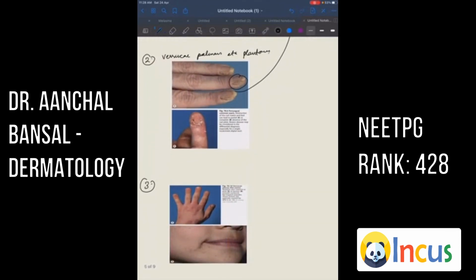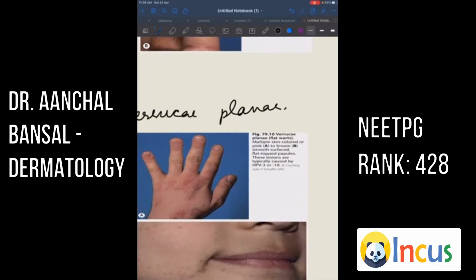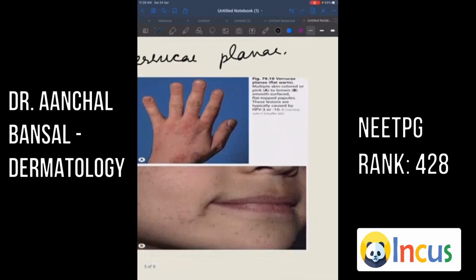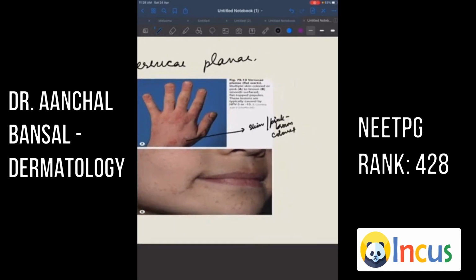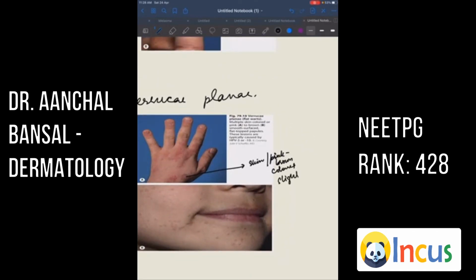In the third picture we can see verrucae plana, also known as flat warts. As you can see in this picture, these are skin or pink to brown colored, slightly elevated, and the most distinguishing feature is that they are flat-topped papules.